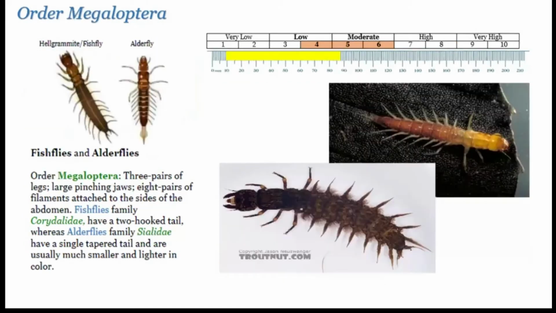Megaloptera. These are the alderflies, fish flies, and hellgrammites. There's only 2 families in this order. Their distinguishing features are the many filaments that are along the abdomen. The filament looks kind of like a leg, but it's not jointed, so that's how you can tell the difference. The fish fly and the hellgrammite has 8 filaments. The alderfly has 7 filaments. Also, the fish fly and the hellgrammite have a forked tail, whereas the alderfly has a single tapered tail.